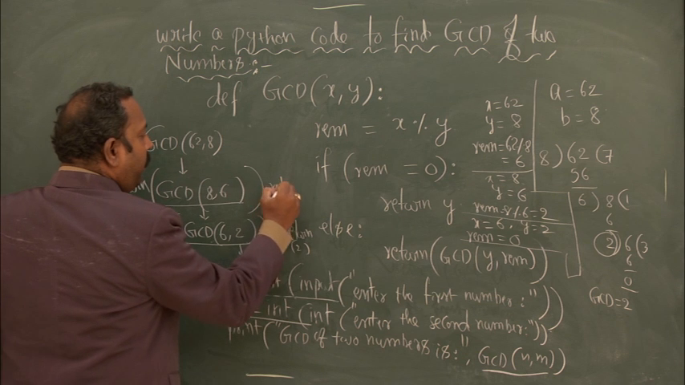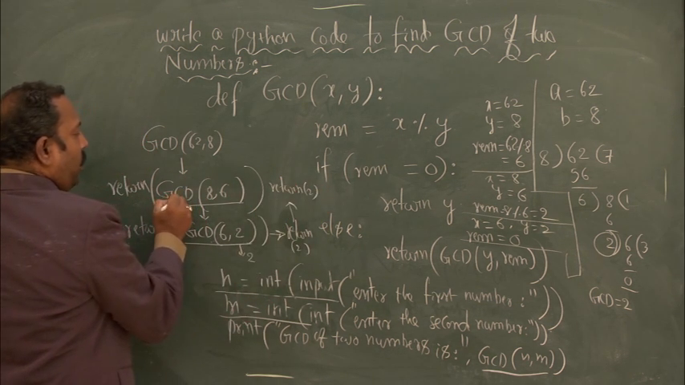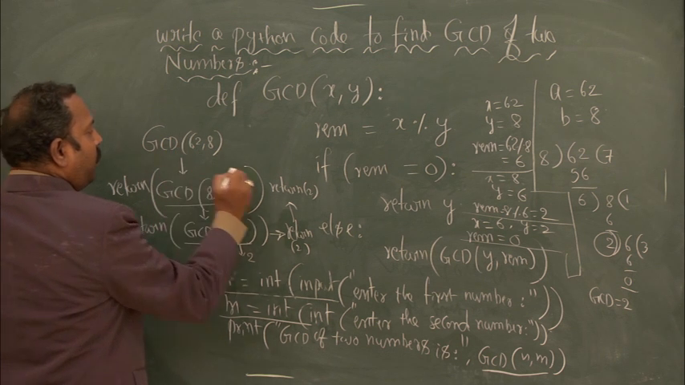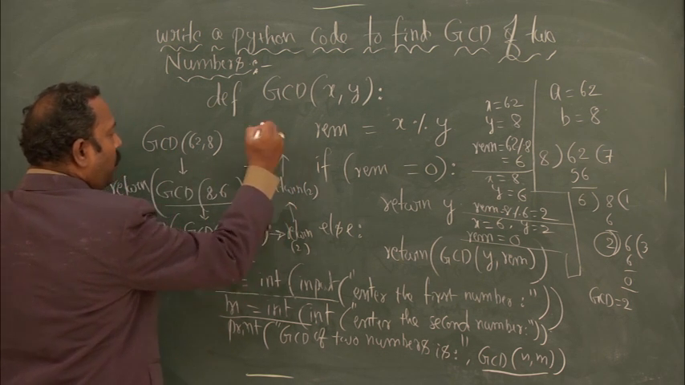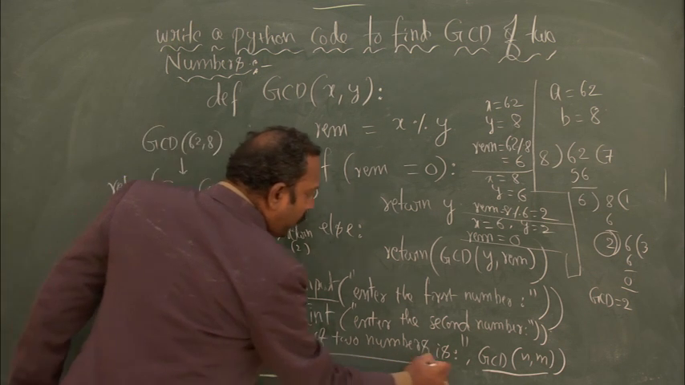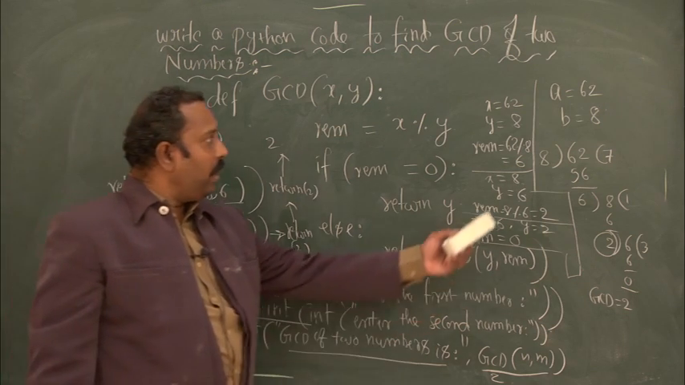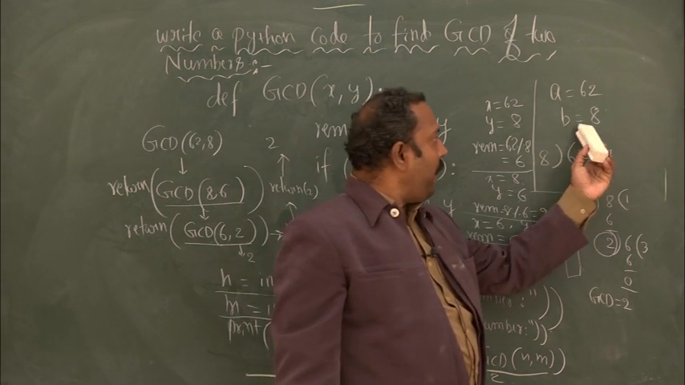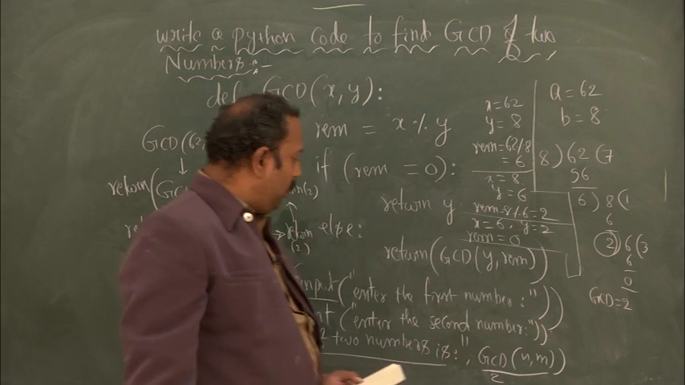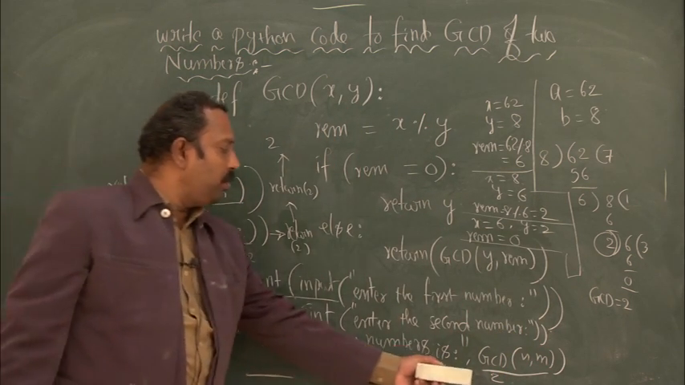Again, return 2. So where did you get this GCD? By calling GCD of 6 comma, so it returns the value 2. So what is the output of the GCD of the two numbers? It is equal to 2. As per the manual calculation we got the output 2, and in the program also we got the output 2 here.